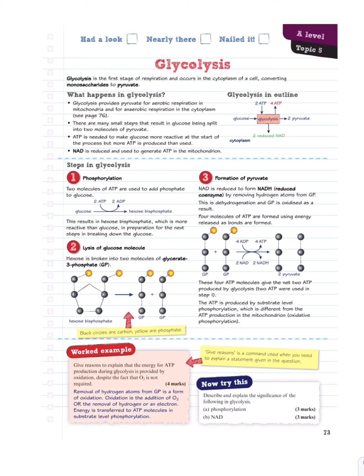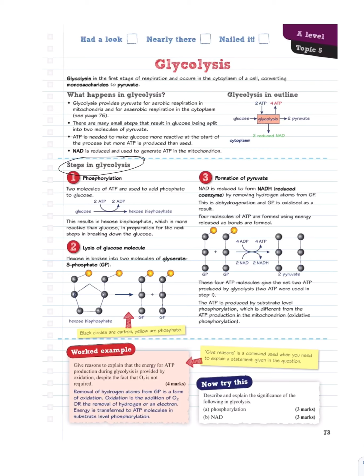So what happens in glycolysis? Glycolysis provides pyruvate for aerobic respiration in the mitochondria, and it also provides pyruvate for anaerobic respiration in the cytoplasm. There are many small steps that result in glucose being split into two molecules of pyruvate. We're going to go through them here.